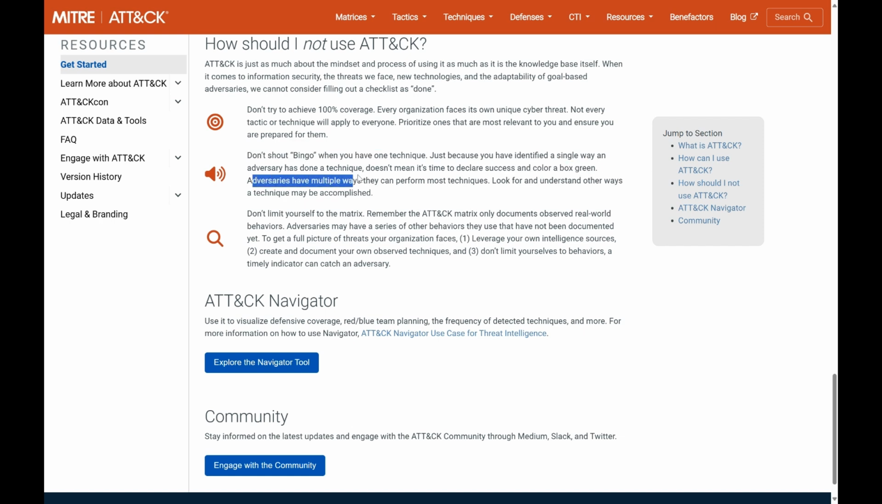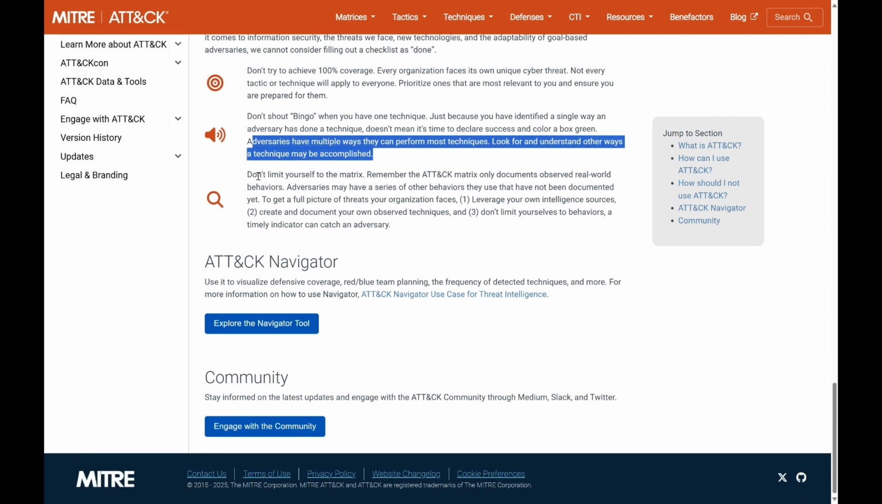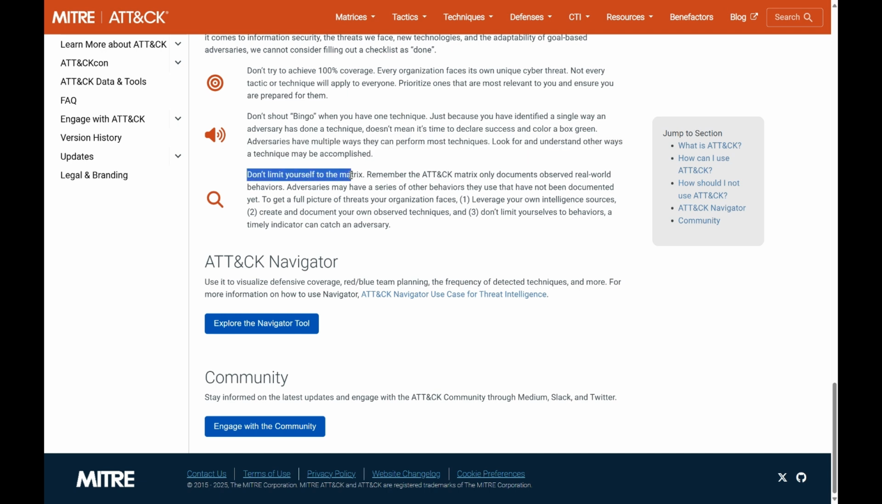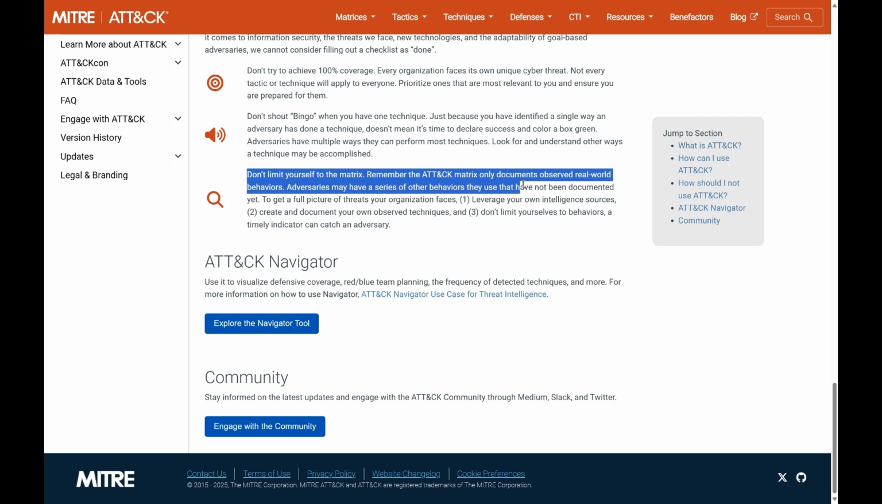Adversaries have multiple ways they can perform most techniques. So look for and understand other ways a technique may be accomplished. And don't limit yourself to the matrix. Remember, the ATT&CK matrix only documents observed real-world behaviors, so adversaries may have a series of other behaviors. So it is not foolproof, right?